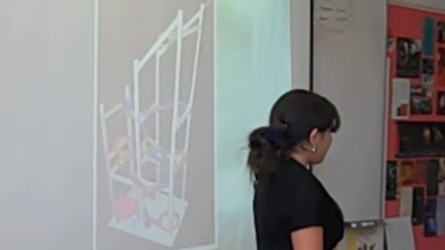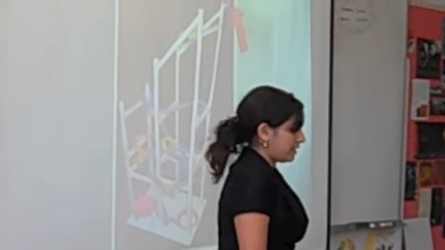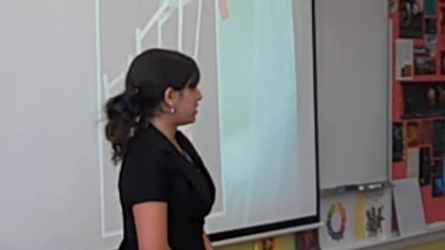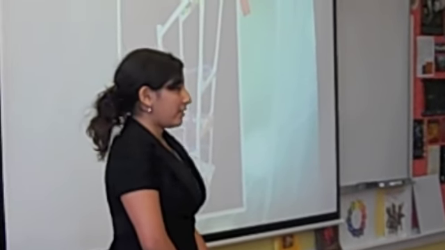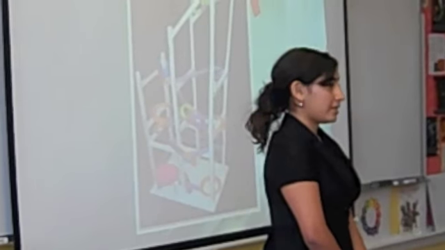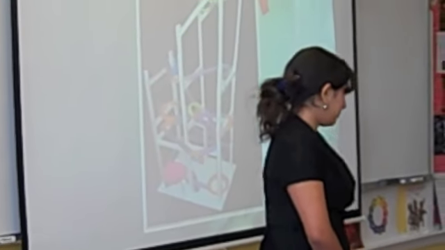This means that the marble had the most potential energy when it was suspended above the roller coaster before it was released. The formula for potential energy is mass, which is measured in kilograms, multiplied by the acceleration due to gravity, which is 9.8 meters per second squared, multiplied by the height of the object, which is measured in meters.